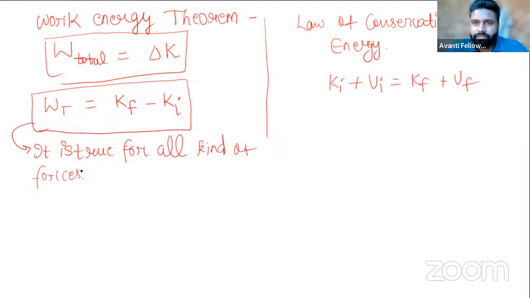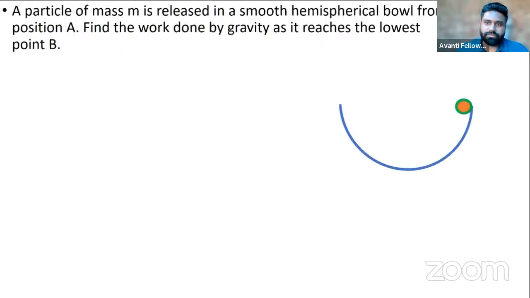Which means if in the system there are some non-conservative forces present, you can also apply the work energy theorem. And what type of non-conservative force are you aware of? It is friction. So if in any question friction is mentioned and there is a possibility of finding the kinetic energy and the work done, instead of applying the law of conservation of energy, which is not applicable for non-conservative forces, you must go with the work energy theorem. Now let us move on to the first question.